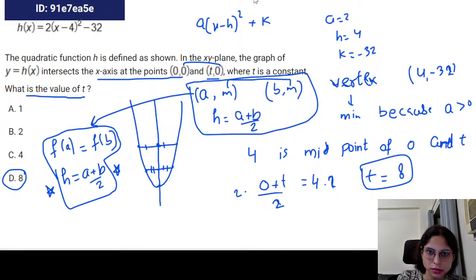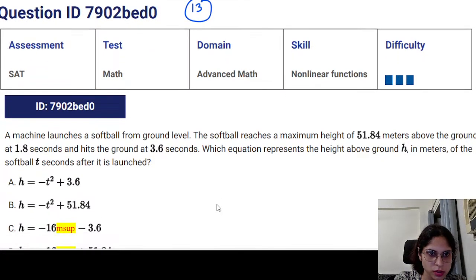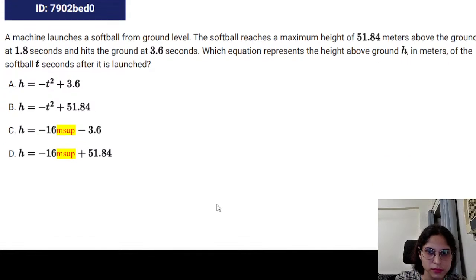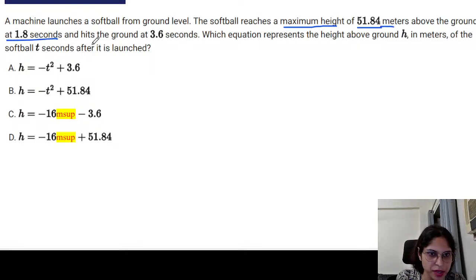Next one is question number 13. So I will be going to page number 14 because that is question number 13. A machine launches a softball from ground level. The softball reaches a maximum height of 51.84 meters above the ground at 1.8 seconds and hits the ground at 3.6 seconds. Which equation? You just have to find the equation.